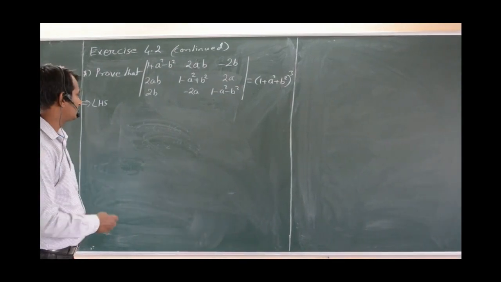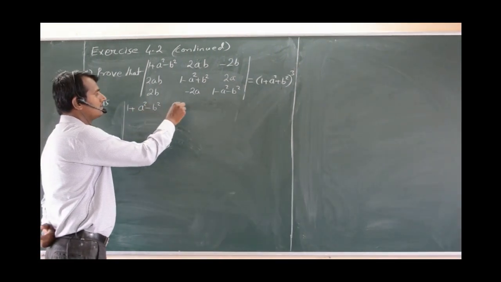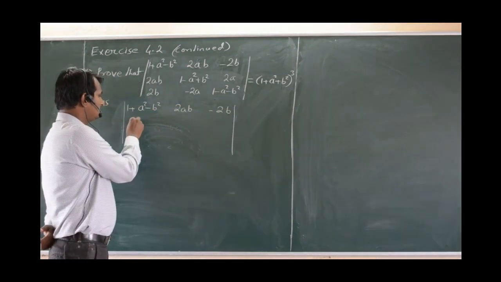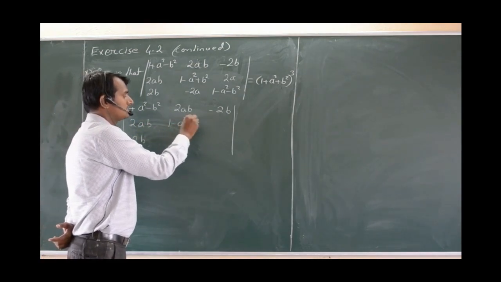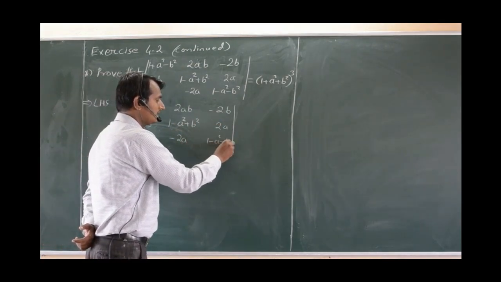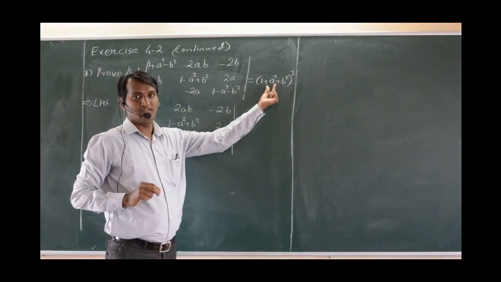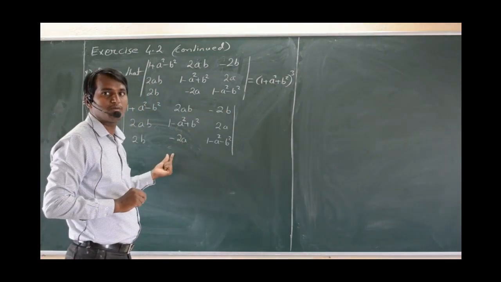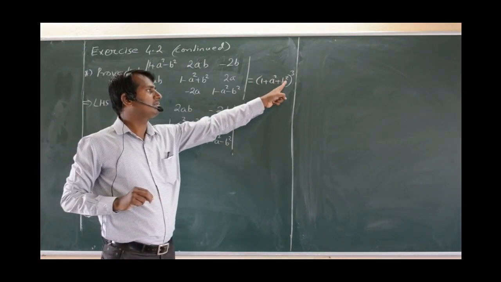Let us first write down the LHS part: 1 plus a square minus b square, 2ab, minus 2b; then 2ab, 1 minus a square plus b square, 2a; then 2b, minus 2a, 1 minus a square minus b square. Dear friends, what do we actually require to prove? Depending on that, we shall move on with the operations. What operations we have to carry out here, we shall see. Here we require 1 plus a square plus b square.